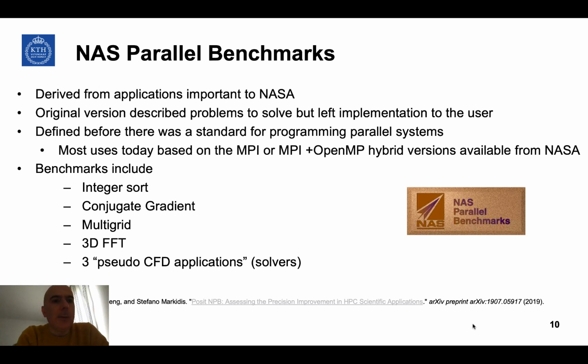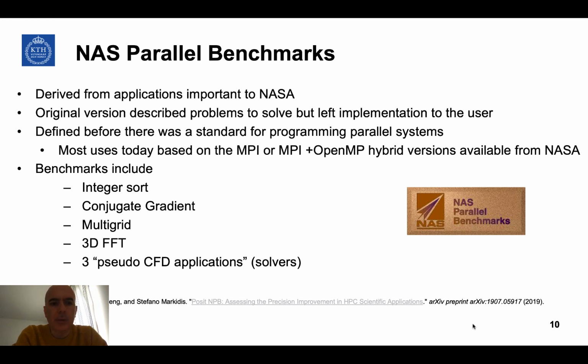A very famous collection of benchmarks is the NAS Parallel Benchmarks. This is derived from applications that are important to NASA, in particular all computational fluid dynamics applications. The original version described problems to solve, but left implementation to the user. It was defined before there was a standard for programming parallel systems, so it was designed before MPI and OpenMP.